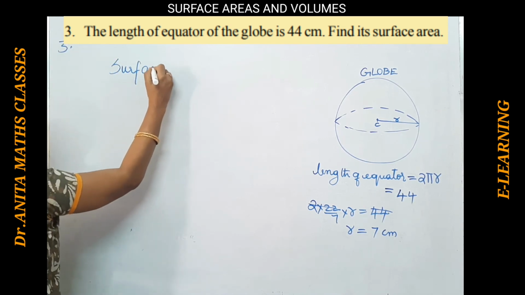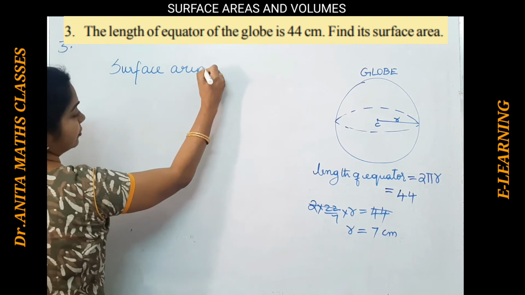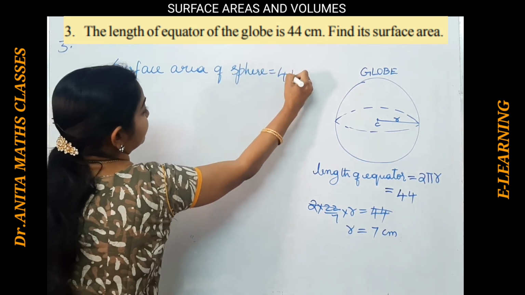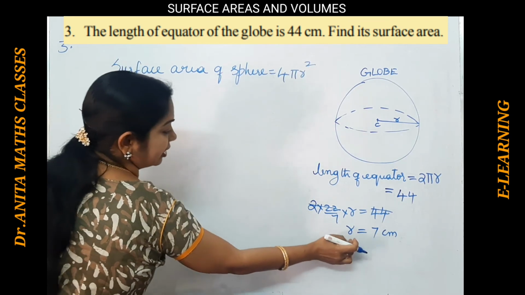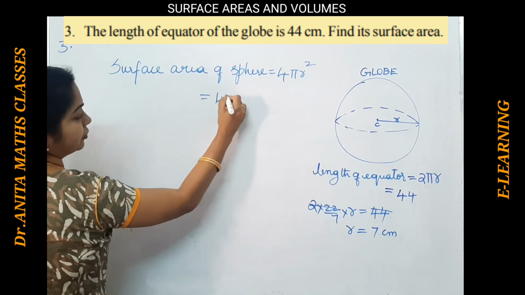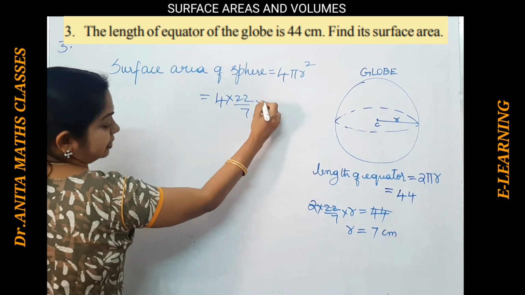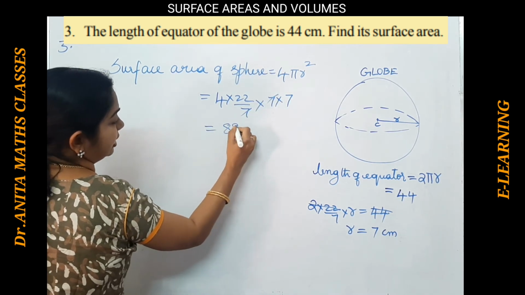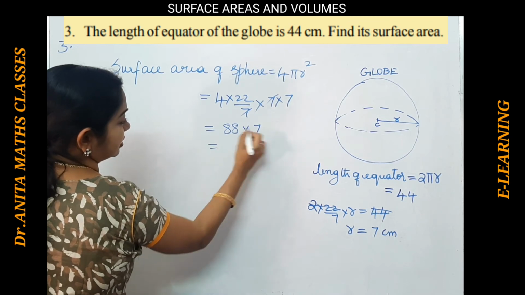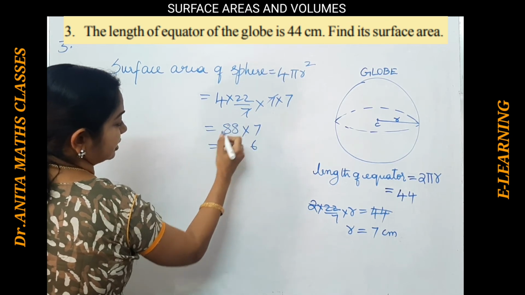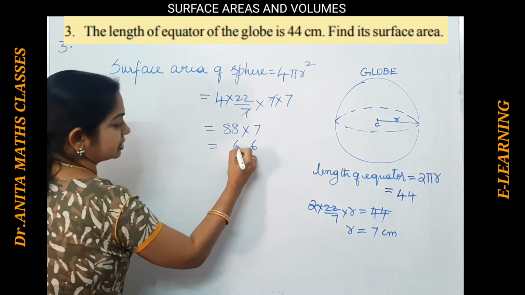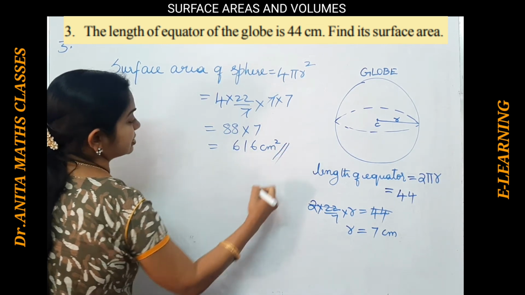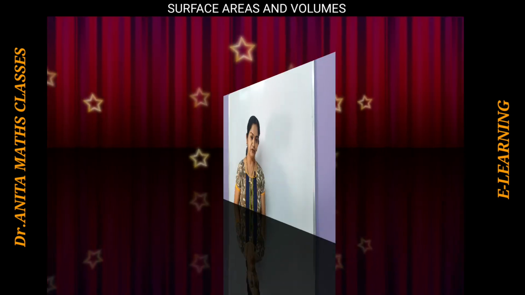Surface area of sphere equals 4 pi r square. The r we have found out here. So 4 into 22 by 7 into 7 into 7. Cancel off one 7. So 88 into 7. We can directly multiply: 56 plus 560, so 616. These are all in centimeters, so centimeter square is the surface area. Pause it and note it down. Let's see the next problem.